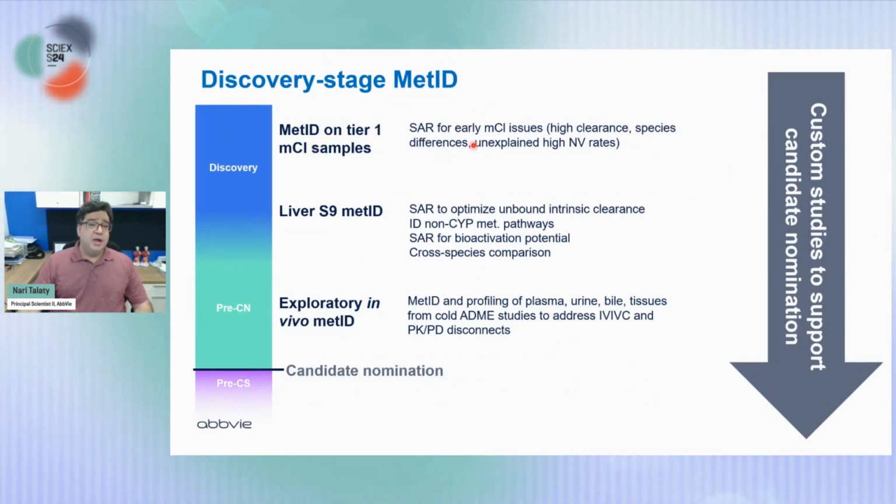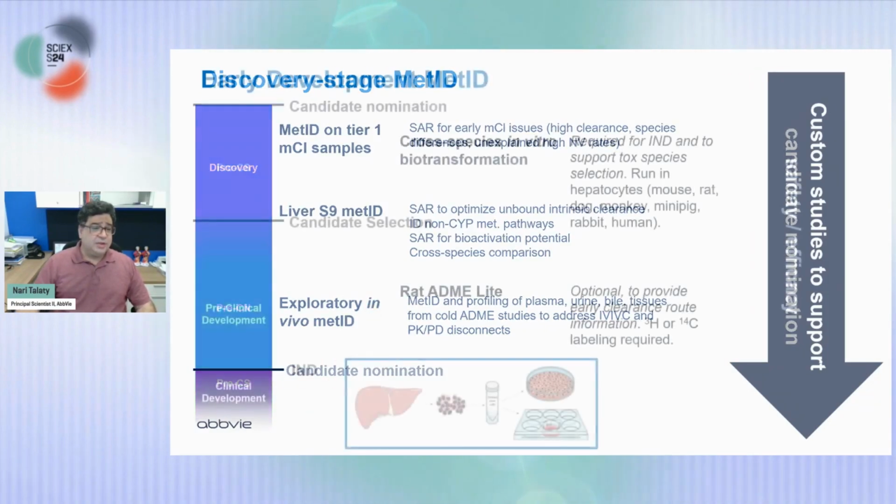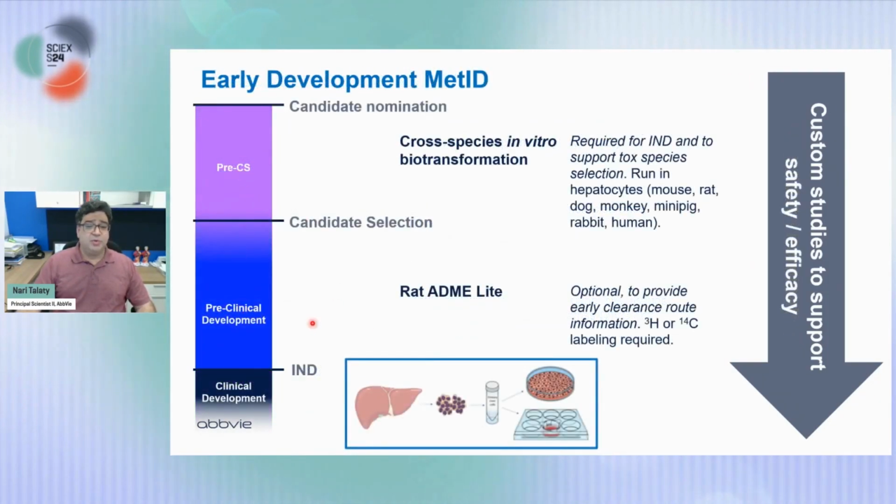So we have our tier 1 samples, and we look for the SAR, structure activity relationships. We try to identify some of the early hotspots. We look at liver S9. We look at those metabolites, the turnover in S9s. We look at exploratory in vivo MetID, where we will test urine in animals. And all of this is done in the pre-candidate nomination stage. Once the candidate nomination happens, we have the candidate selection phase, and then we have the preclinical development.